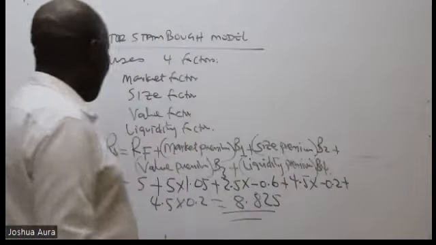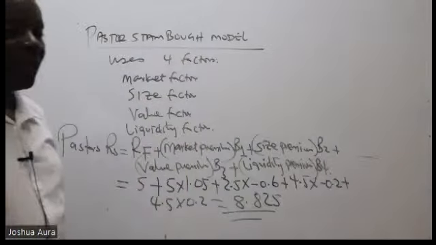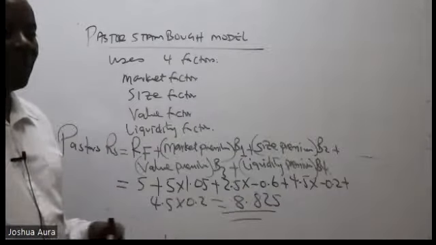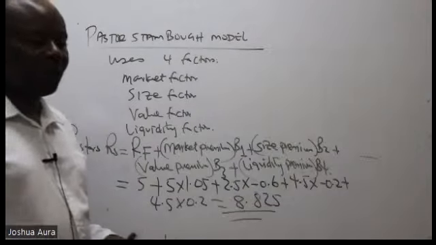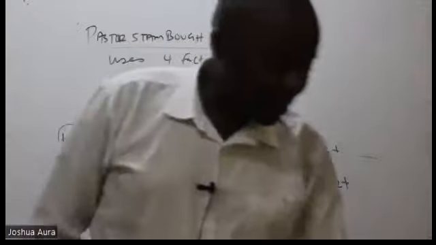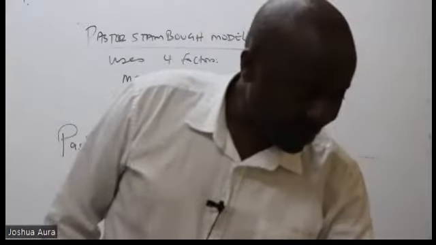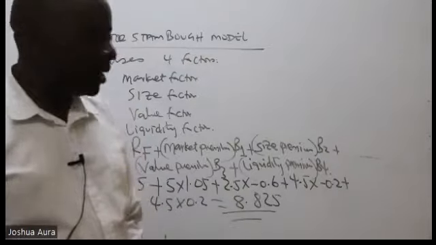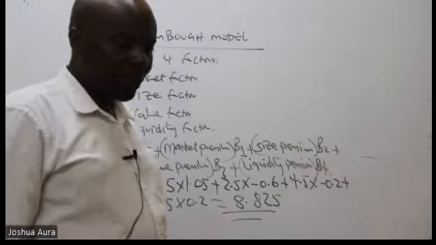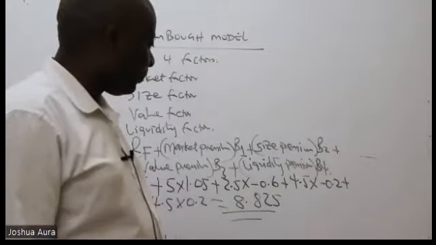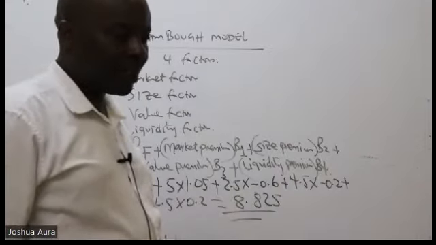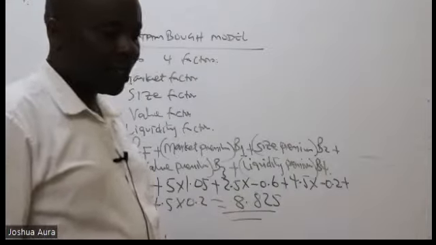8.825%. That is the Pastor returns, the Pastor-Stambaugh model. They're saying it's 6, not 8. So it's supposed to be 6 point what? Check again. Give me the correct answer.